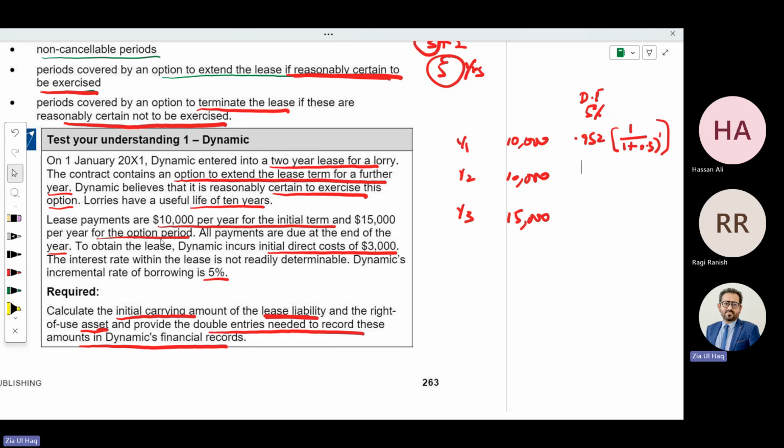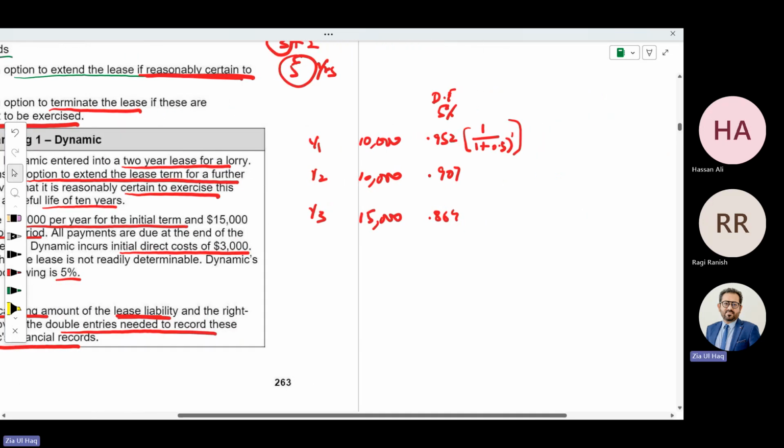You can get the discount factor for next year, and that is 0.907. Or you can calculate 1 divided by 1 plus 0.5 raised to power 2. And next, put the equal to sign, and you will get the discount factor for year 3, that is 0.864. Now, if we multiply, we can calculate PV.